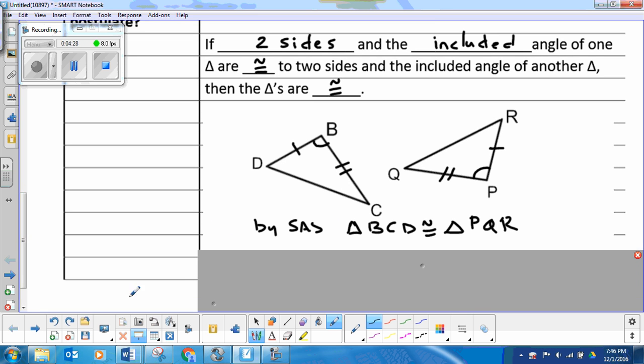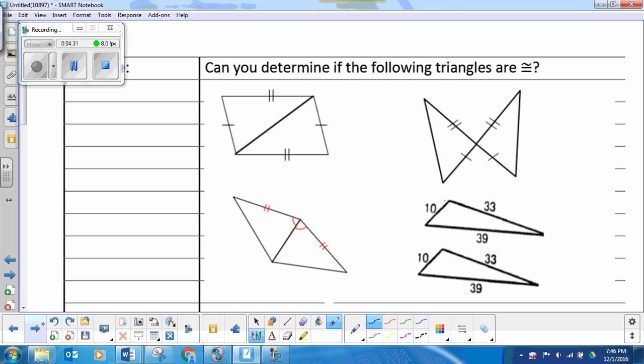Pause the video if you need to, and then flip to the back of the page. All right, so let's take a look at a couple of examples of what we're looking for here. Let's number these 1, 2, 3, 4. And I'm going to start with number 1.